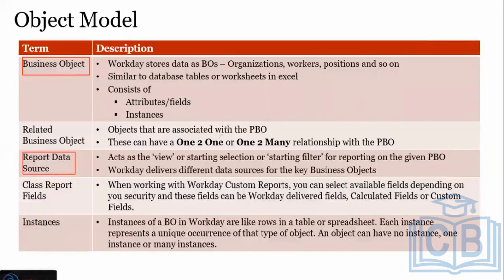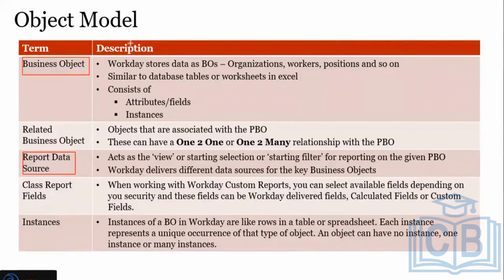A data source is simply a filter. Now, your organization has 10,000 workers, which means there are 10,000 instances of the worker's business object. You're building a report to see all workers in your US company. Or maybe you're building a report to see all active workers. Or probably all terminated workers.